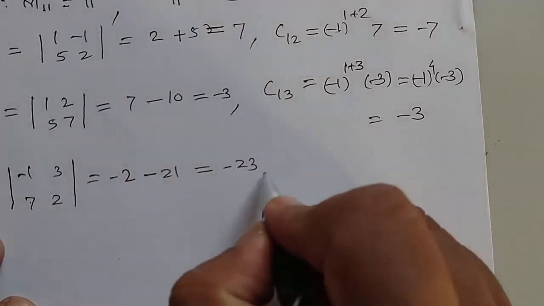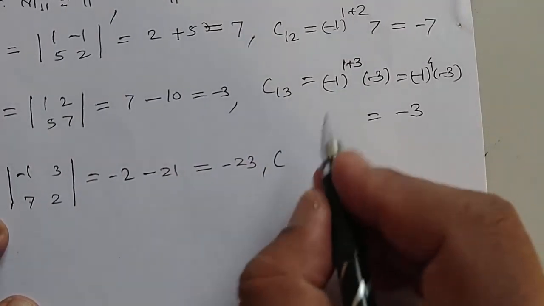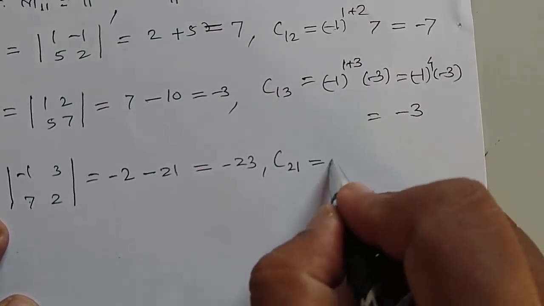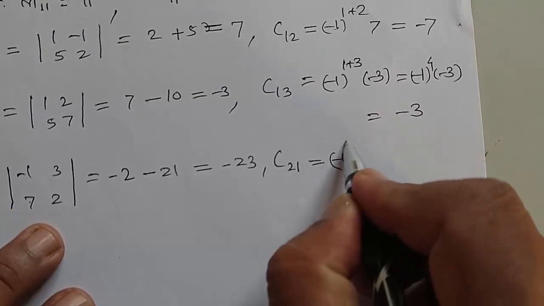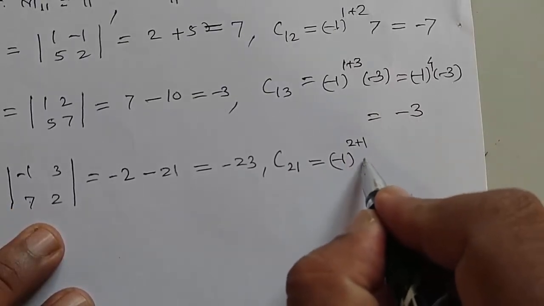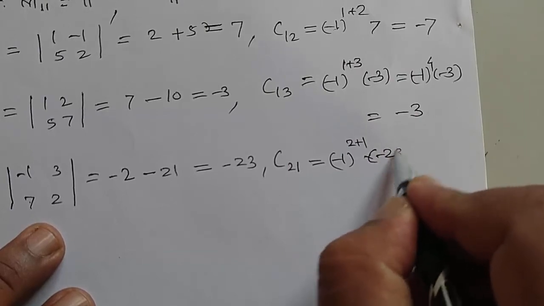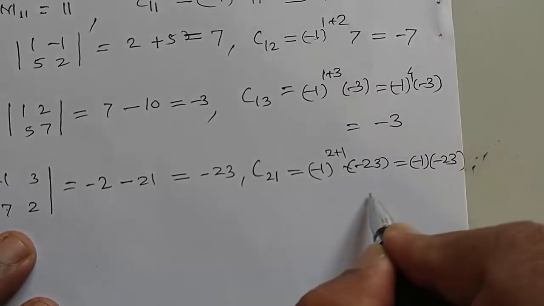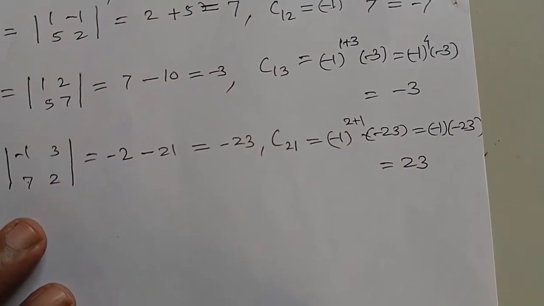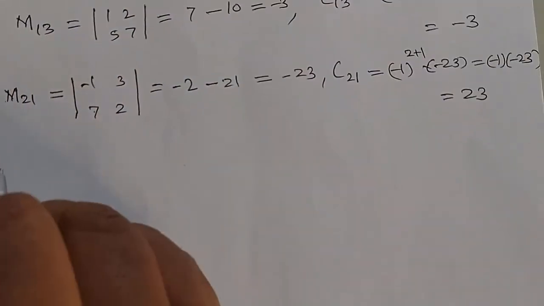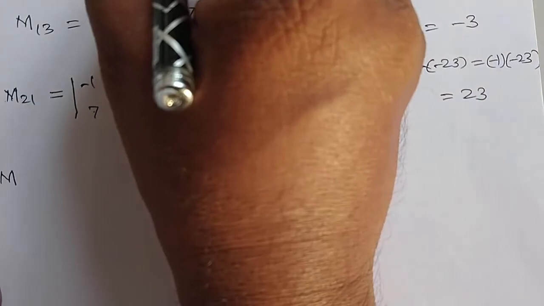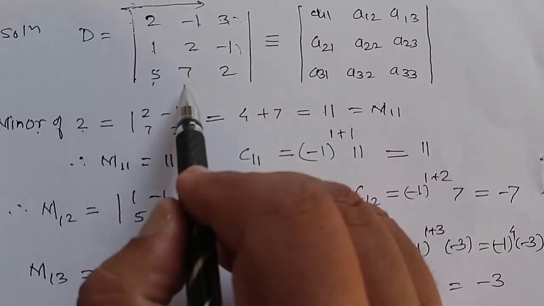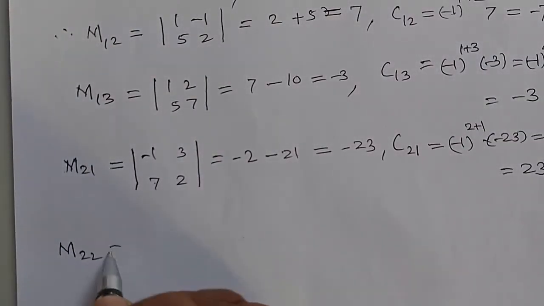This is the minor. Now, cofactor is equal to minus 1 raised to 2 plus 1 into minus 23. So, it is minus 1 into minus 23 is equal to 23. Next, the element 2, which belongs to second row second column. So, 2 2.